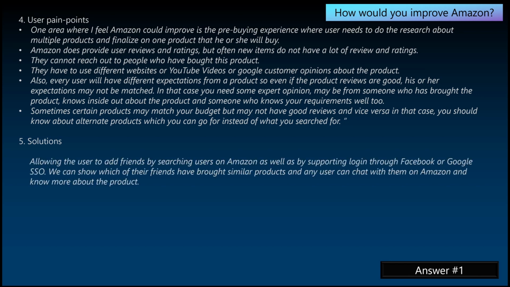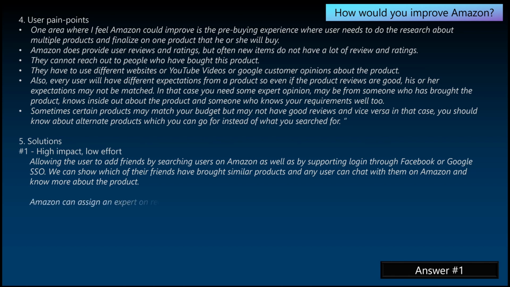So solution 1 is allowing the user to add friends by searching users on Amazon, as well as by supporting login through Facebook or Google SSO. What we can do as Amazon is we can show which of their friends have bought similar products, and any user can chat with them on Amazon and know more about the product. Now, post giving a solution, as I mentioned, you need to go ahead and give a rating to this particular solution. So this particular one could be high impact and low effort.